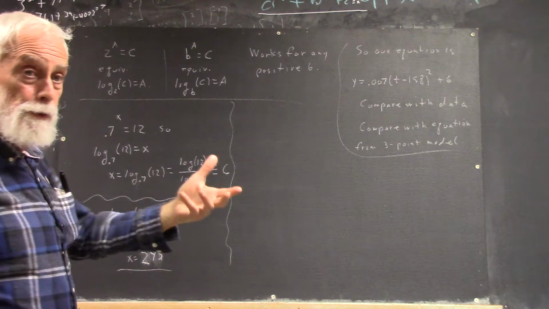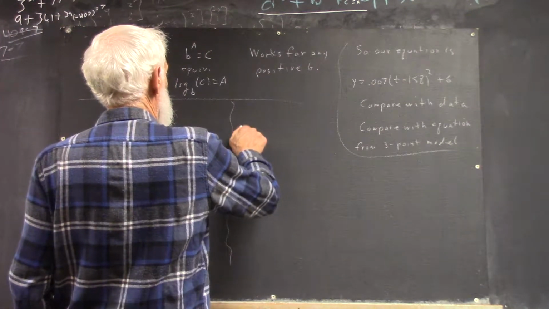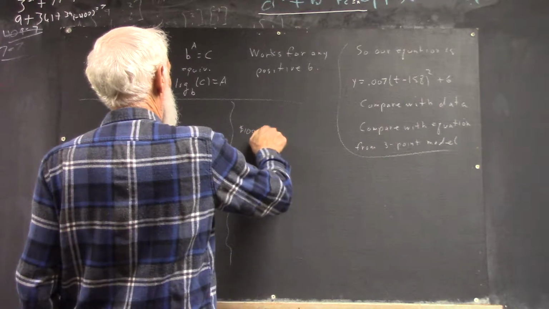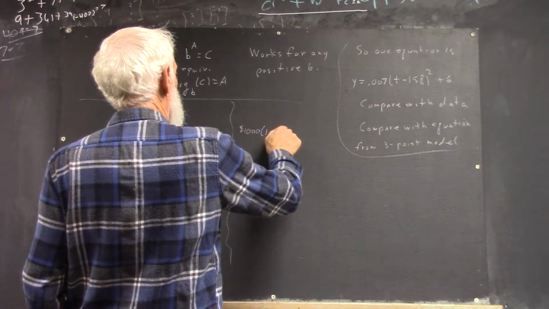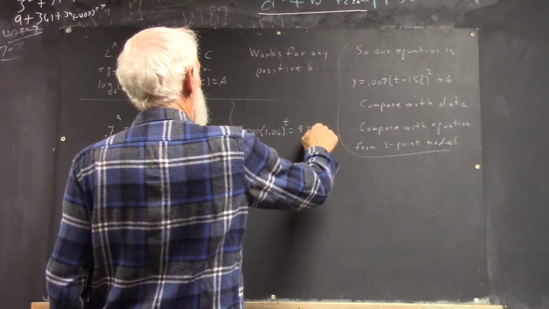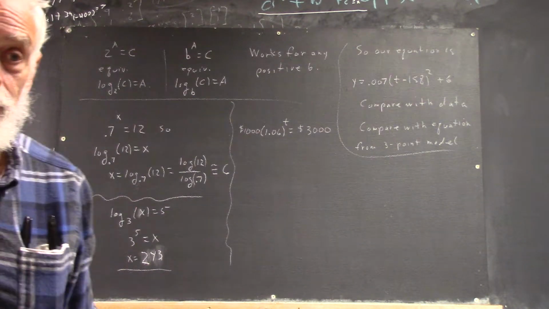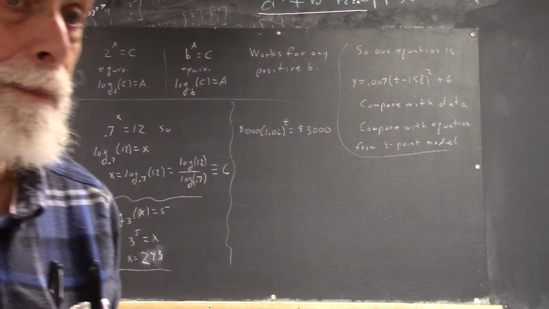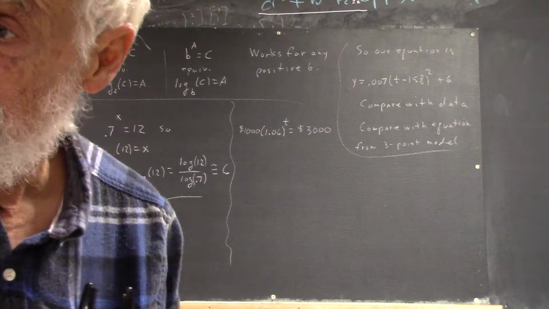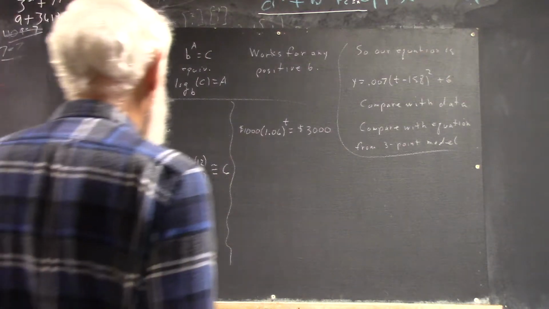And with compound interest, you get things like this, right? How do you solve that equation? Divide by 1,000. Yeah, divide both sides by $1,000.